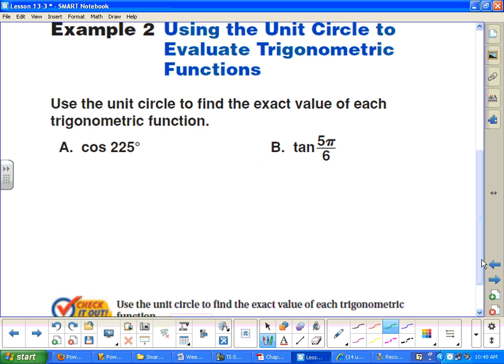Now, this is really easy now. It's going to be really easy for you. They want us to find the cosine of 225. All right, so find 225 degrees on your unit circle.